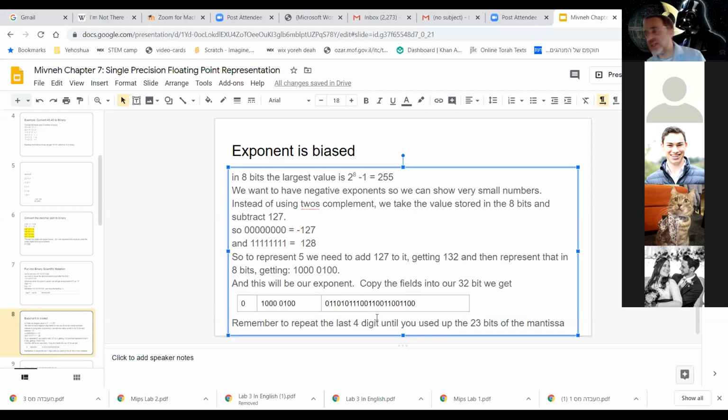And now an interesting observation is, remember to repeat the last 4 digits until you use other. An interesting observation, just a side point, is that 45.45 is fully represented. I have represented 45.45 fully. It is an accurate representation of that number when I write 45.45. There's nothing missing. But when I convert that number into binary, this number is not represented exactly.